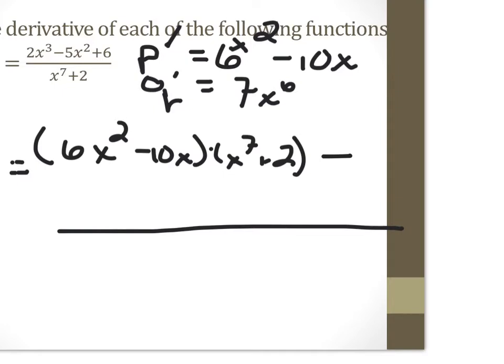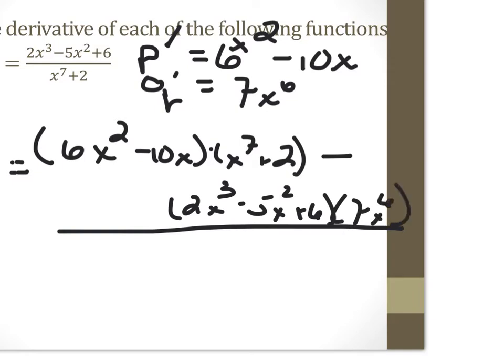And then minus the numerator, which is 2x cubed minus 5x squared plus 6 times the derivative of the denominator, 7x to the 6th. All of that is over the denominator squared.